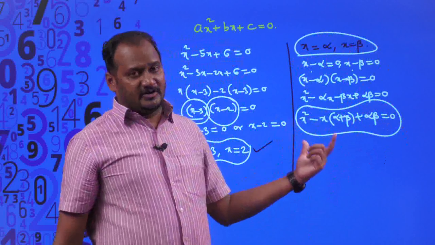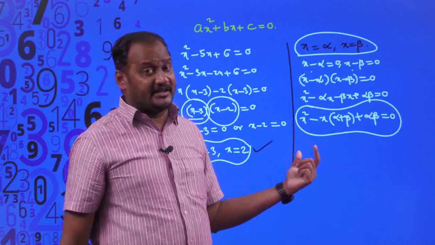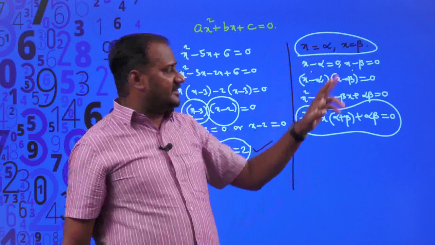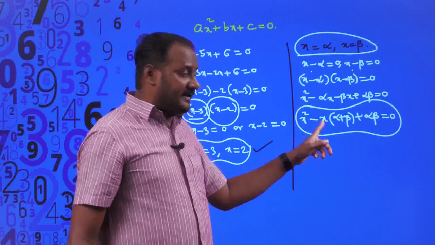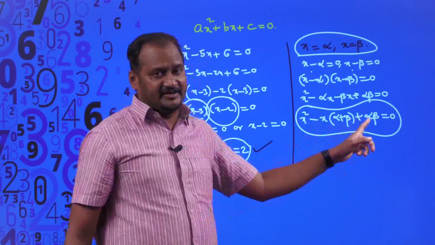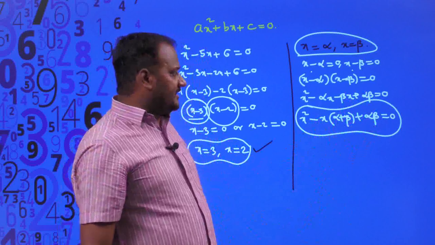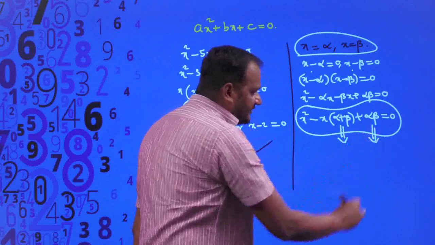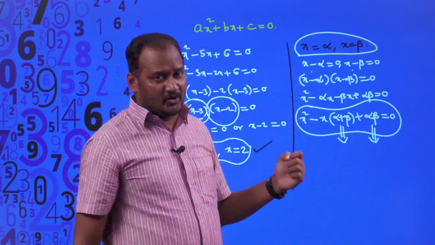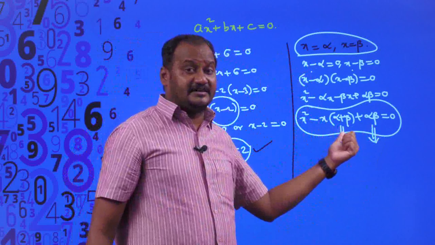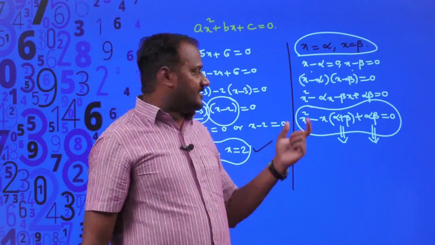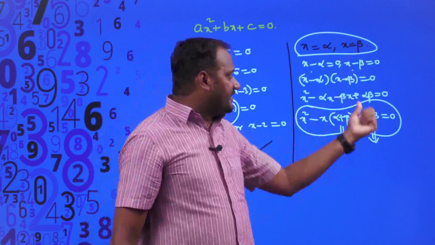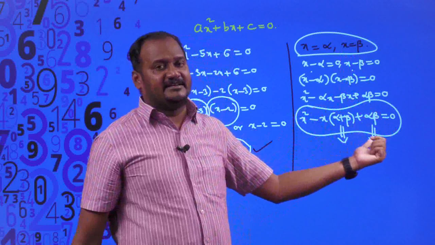Now we got one formula to figure out the quadratic equation when the roots are given, okay? So when the roots are given as alpha and beta, the quadratic equation is x square minus x into alpha plus beta plus alpha into beta is equal to 0. And let us see what this alpha plus beta is and what this alpha into beta is. Since alpha and beta are called roots, alpha plus beta is called their sum. More precisely, you can call alpha plus beta the sum of the roots, right? And alpha into beta is the product of the roots.